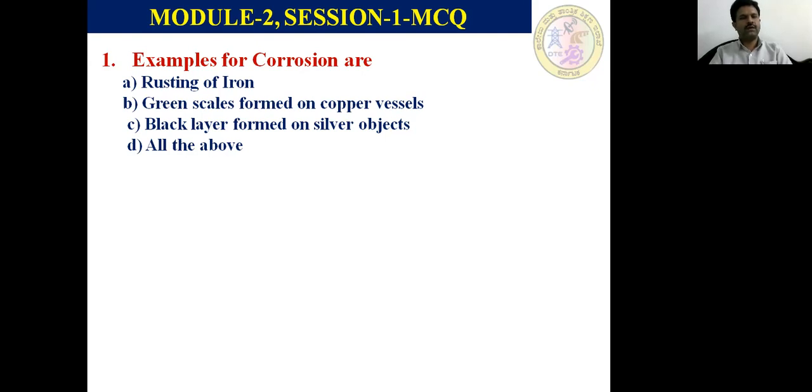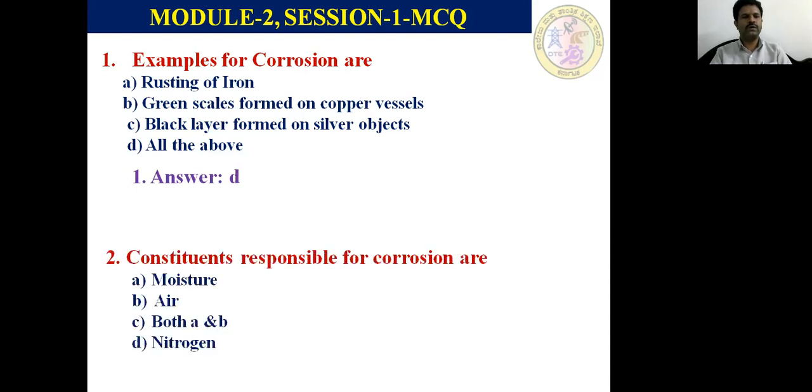Question number 1. Examples for corrosion are option A, rusting of iron, option B, green scales formed on copper vessels, option C, black layer formed on silver objects, option D, all the above. So as we discussed, all three we can consider as examples for corrosion. Hence the right answer is option D.